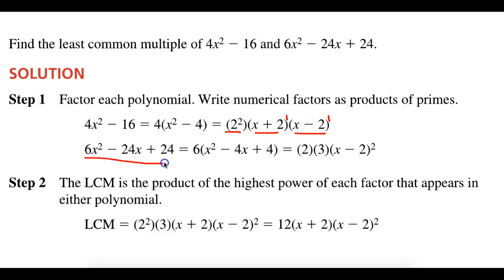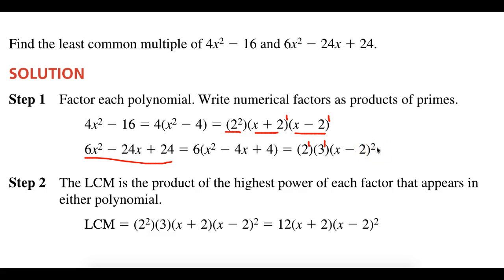Now, in our second polynomial, we take out 6, and we have x squared minus 4x plus 4. So we still can factor that. So now 6 is just 2 to the first power times 3 to the first power. And x squared minus 4x plus 4 is just x minus 2 squared.